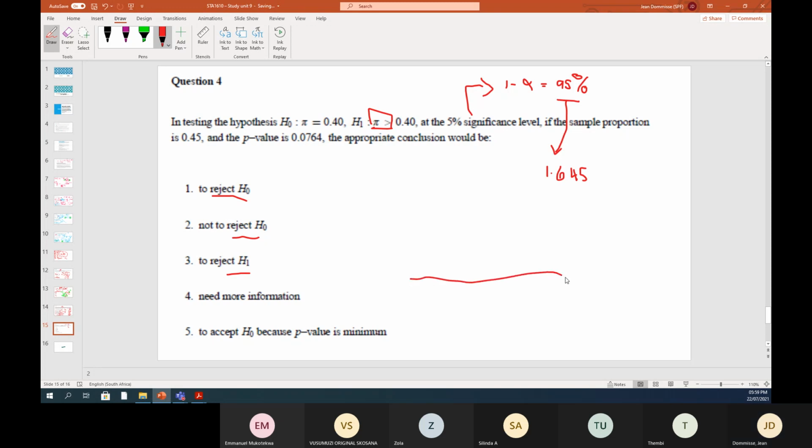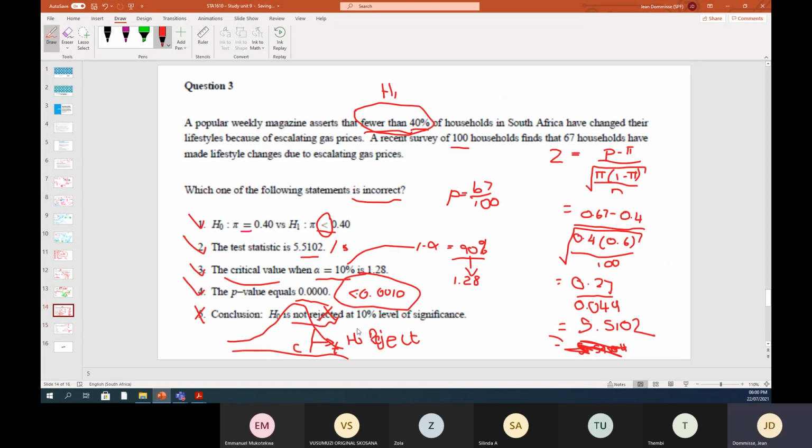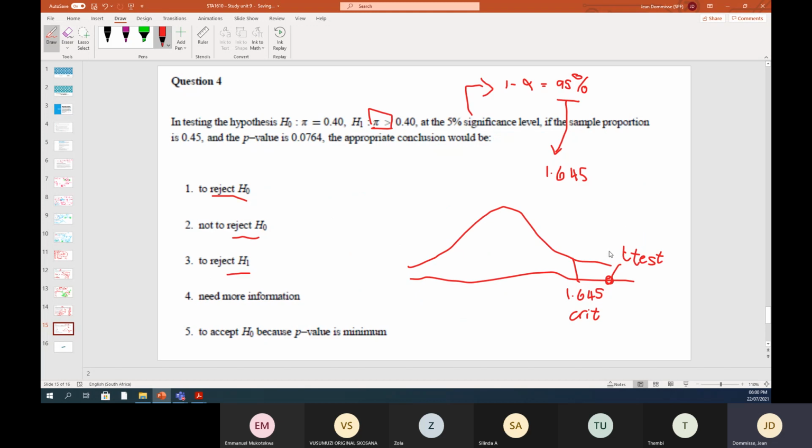Okay, so the Z value of 1,645, that is my critical value. If my T value is somewhere here, if the T-test that I'm working out is sitting here, what did we say we'll do? We will basically reject the null hypothesis. So if my T-stat is sitting here, we reject the null hypothesis.